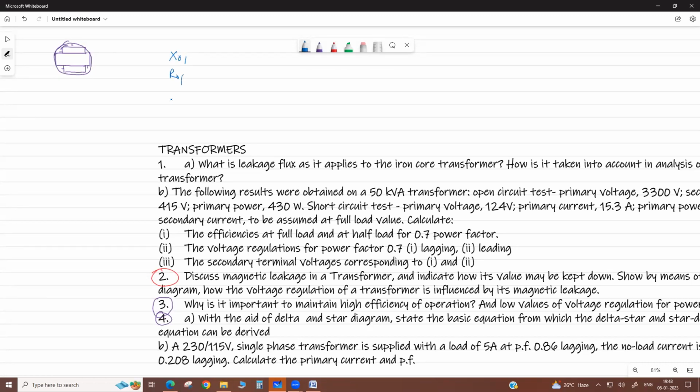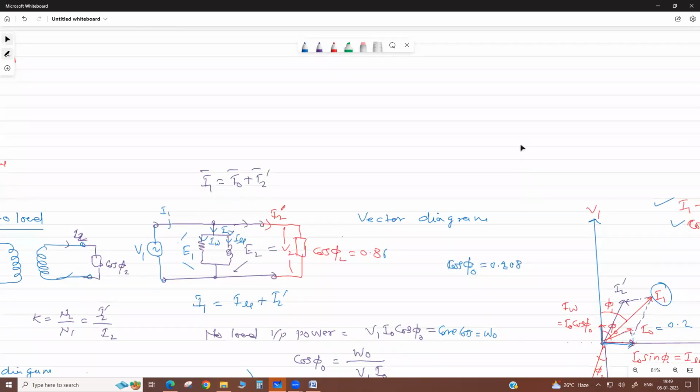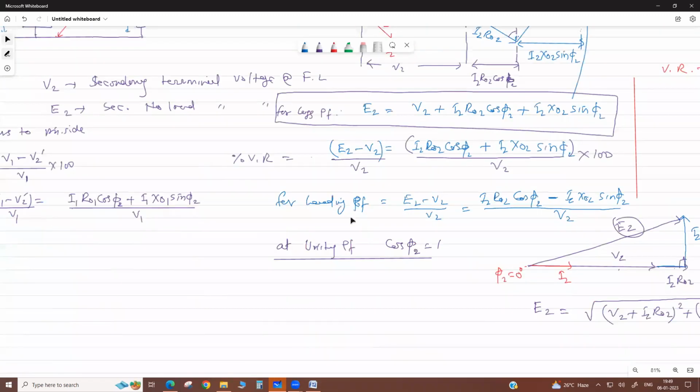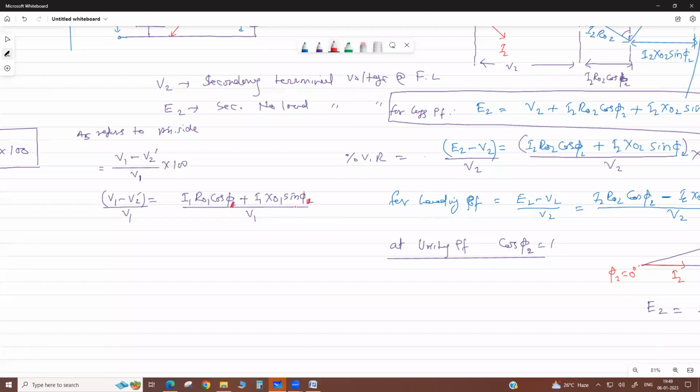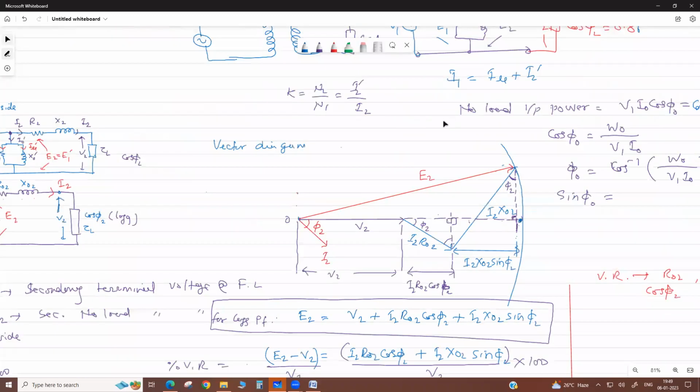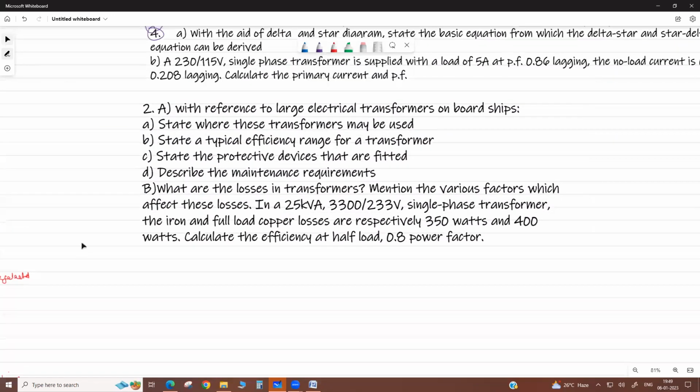X01, R01. We calculate Z01, and now X01 we can calculate as the square root of Z01 square minus R01 square, because this is an impedance triangle. Suppose this is your impedance triangle. This is the total resistance as referred to the primary side. This is the total reactance as referred to the primary side. This is your total equivalent impedance Z01. Then this is phi 1, or here it is also in the formula. So these parameters we can calculate from the short circuit and open circuit tests.